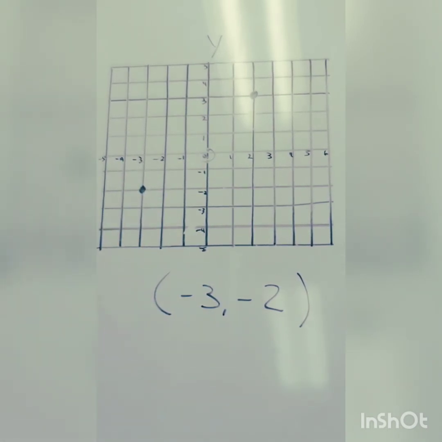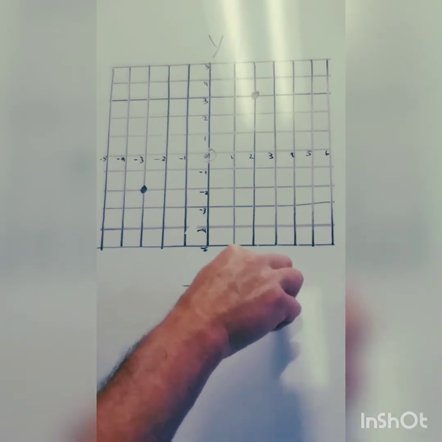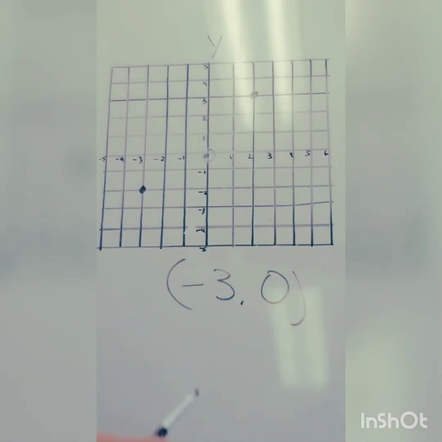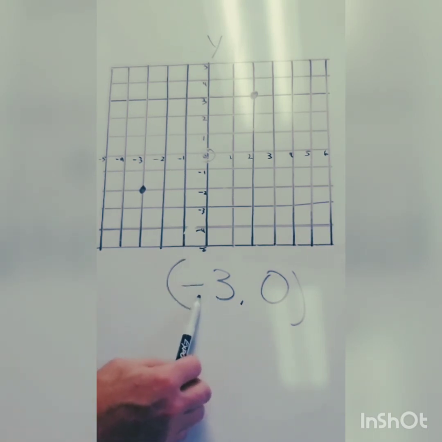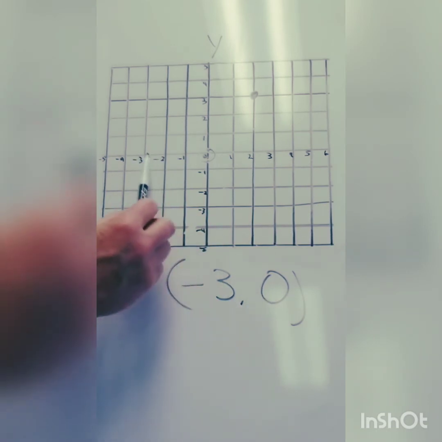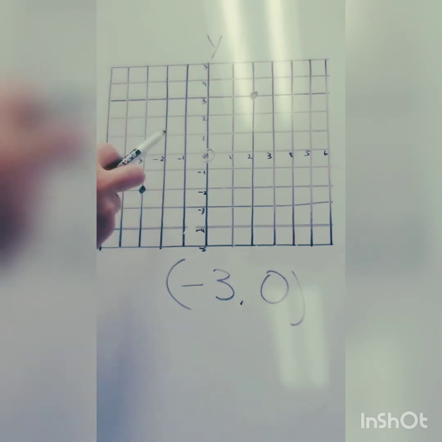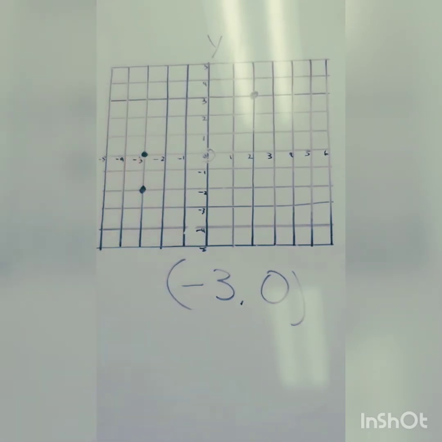Okay, let's do another one. What about this one? -3 and a 0. Remember? Pay attention. -3 is the x value, 1, 2, 3, and 0 is the y, so that means it's not going to go up, it's not going to go down, it's going to be right there. All right?